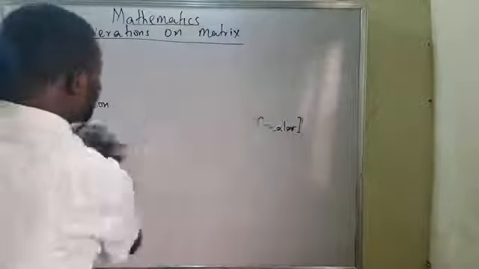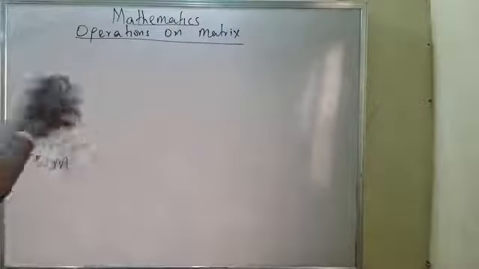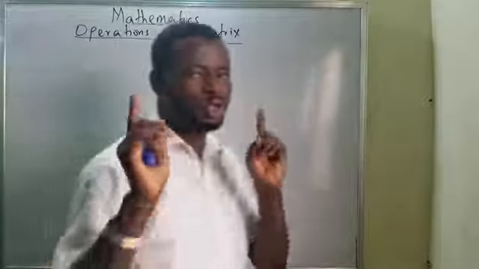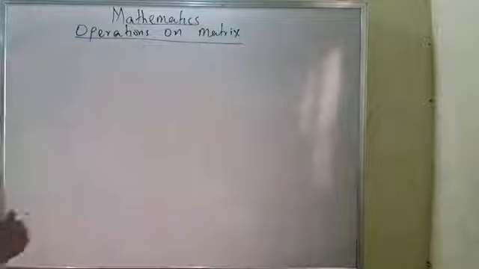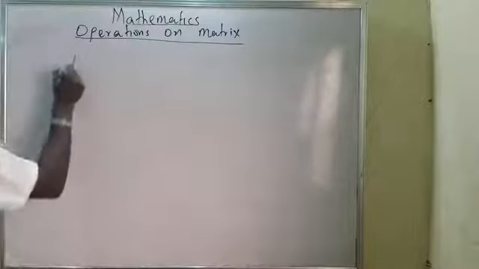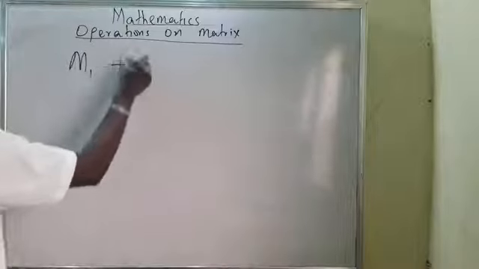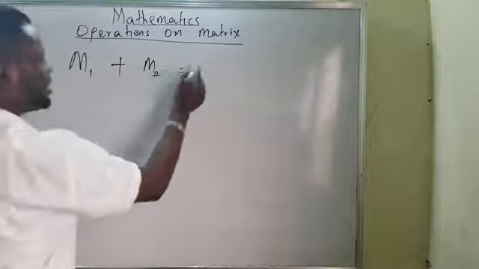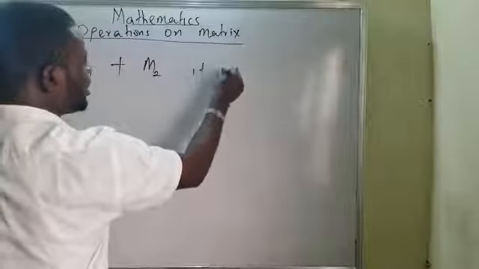Let's start from addition of matrix. Now, take note of this information very well. You can only add two matrices together if and only if the two are matrices. It means matrix A plus matrix B is possible.